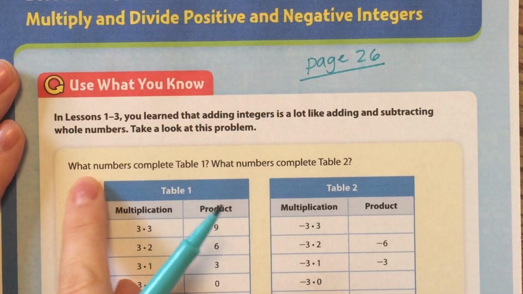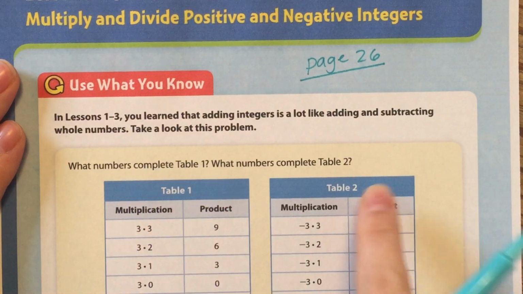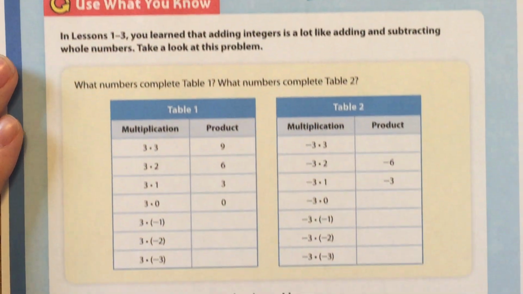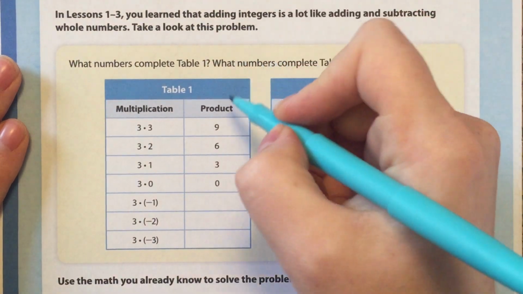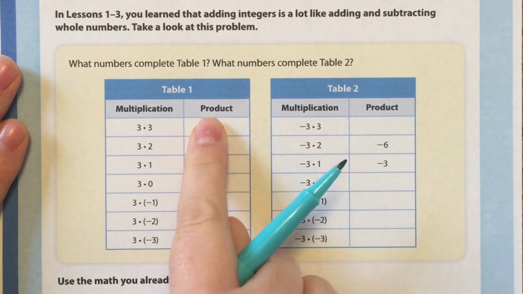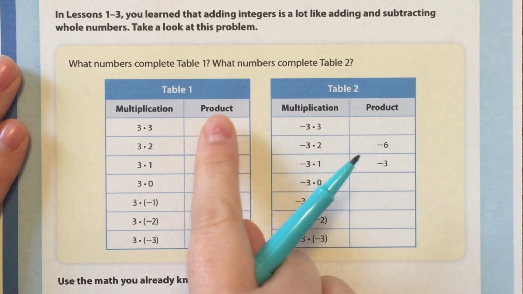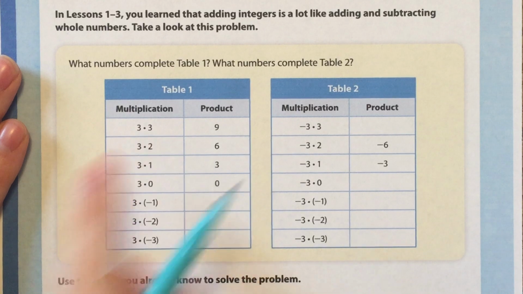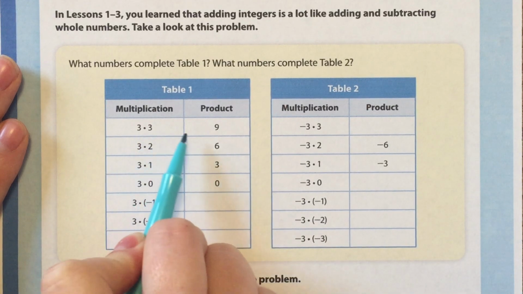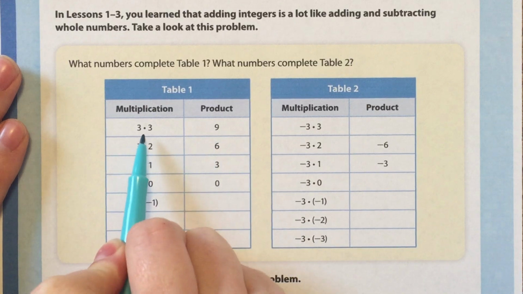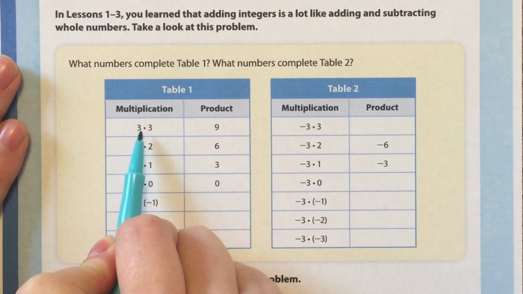So we want to know what numbers complete table 1 and what numbers complete table 2. We have multiplication and then the product. Product is like one of our vocab words for this lesson. The product is the result of multiplication. So this is called a factor, this is called a factor, and this is called the product. The little dot in the middle is one way to represent multiplication.